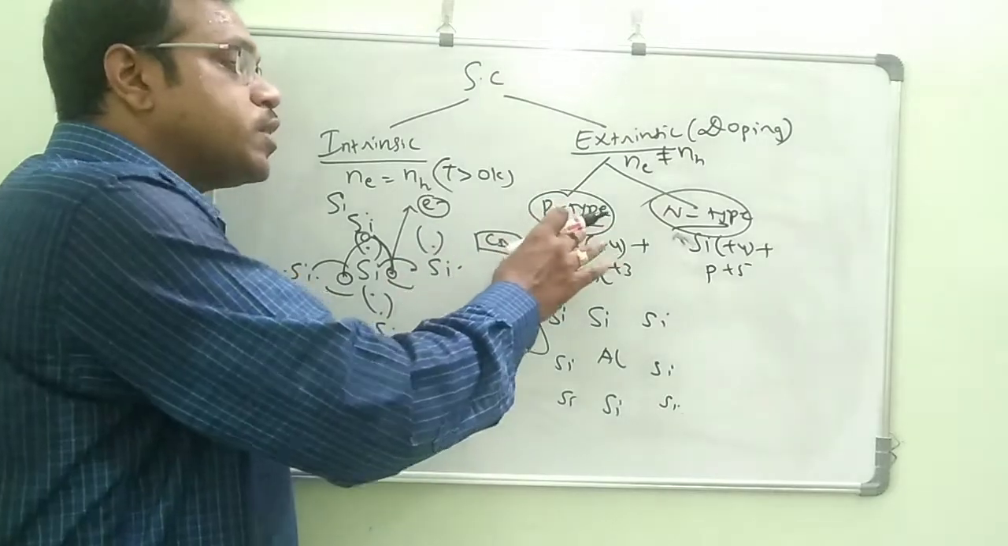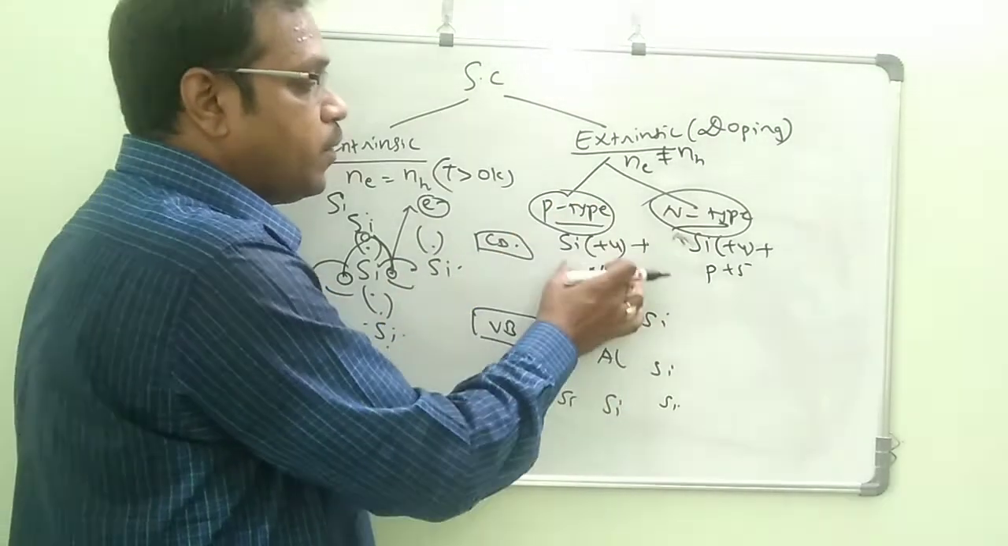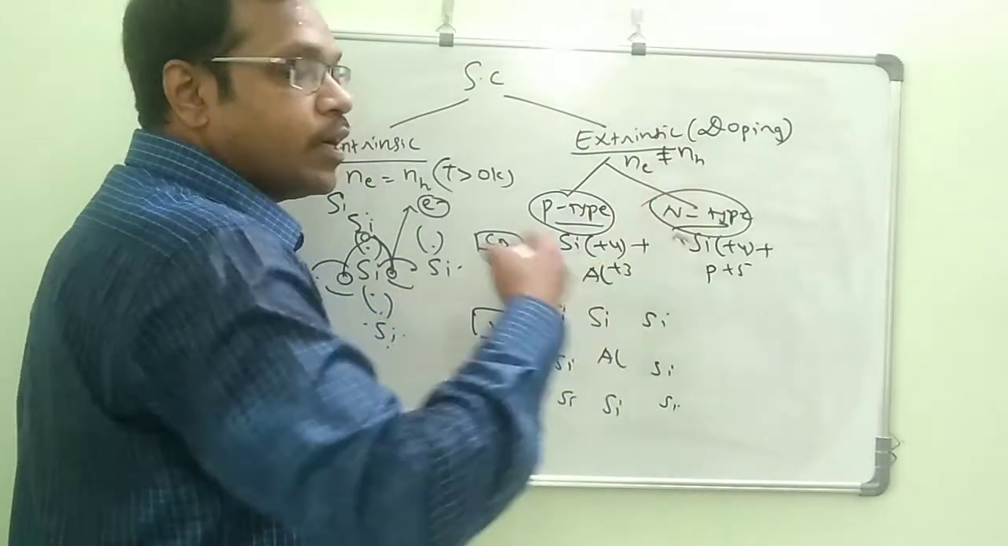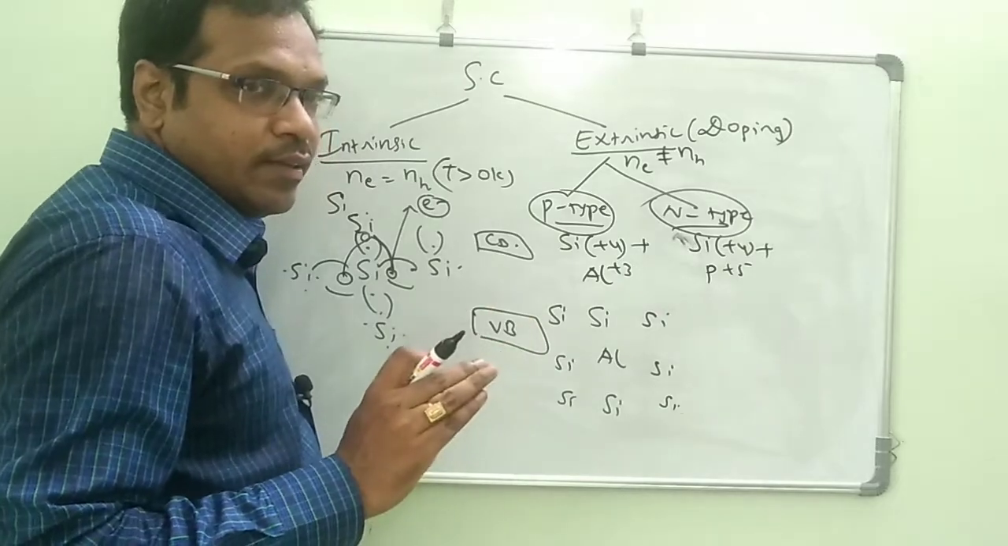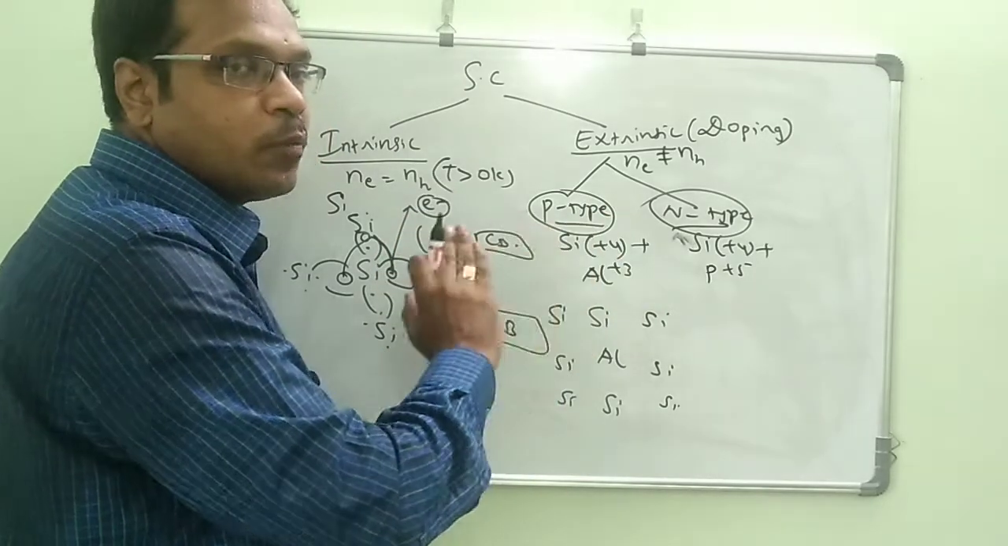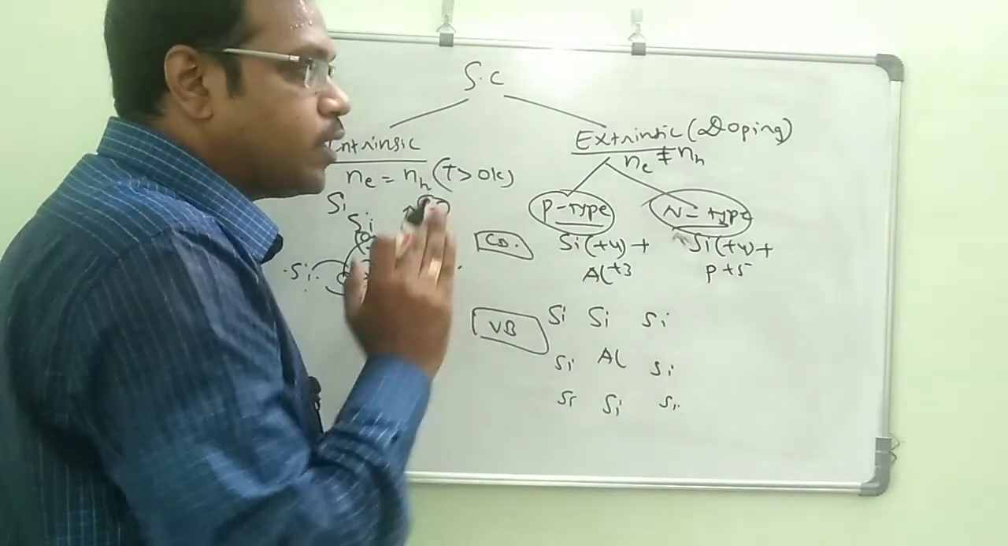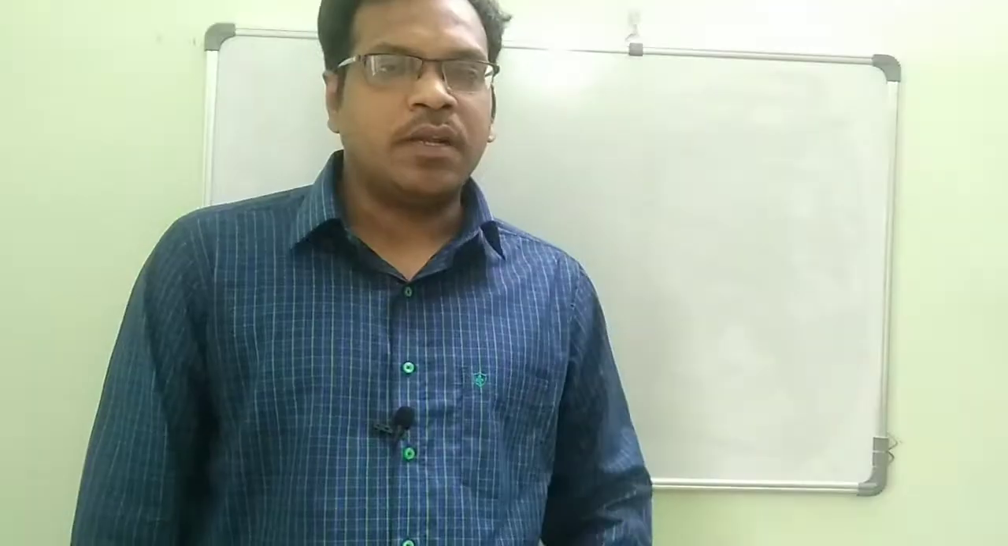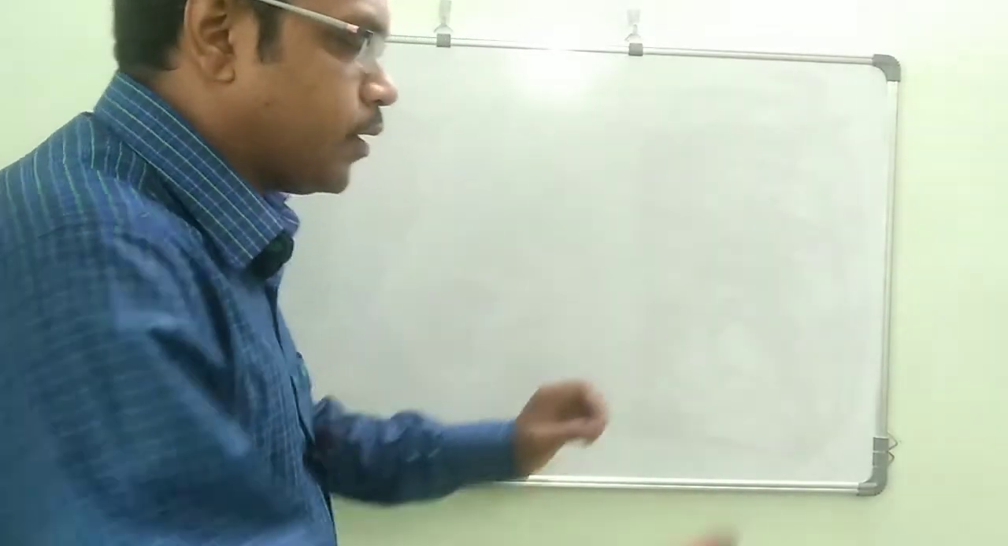So don't think that it is positive now, so it is p type; if you take, you will get the positive charge, and n type you will get negative charge. Don't think like that. The net charge will be 0 in both cases. Now we'll study in detail about this, coming to the p type and n type semiconductors.